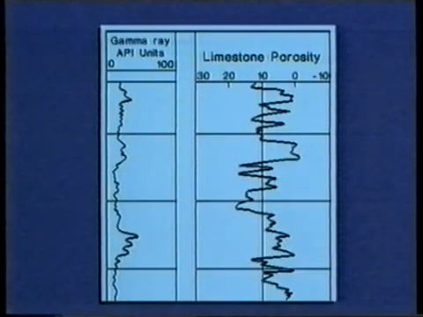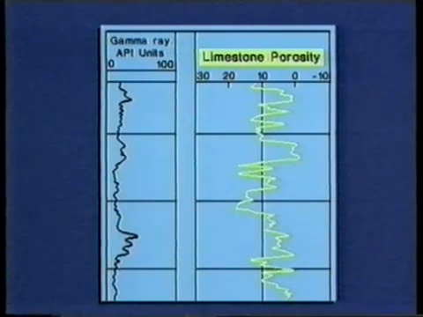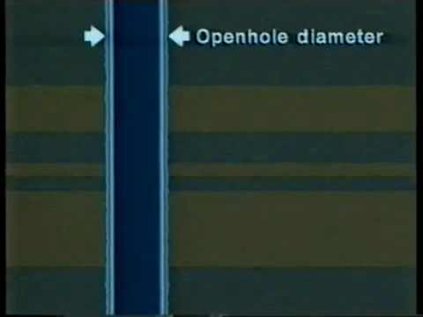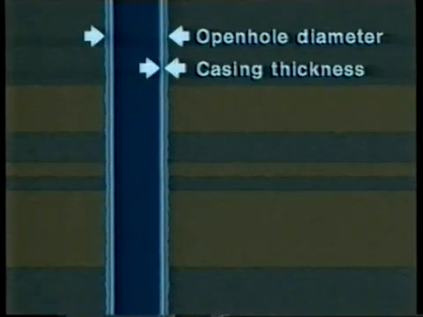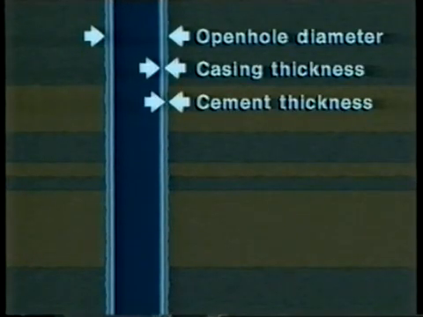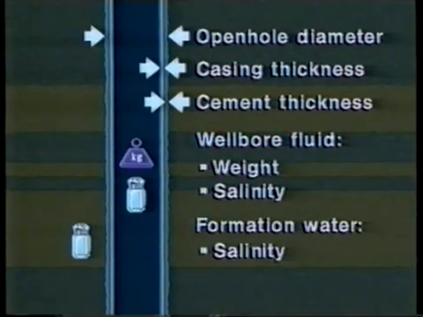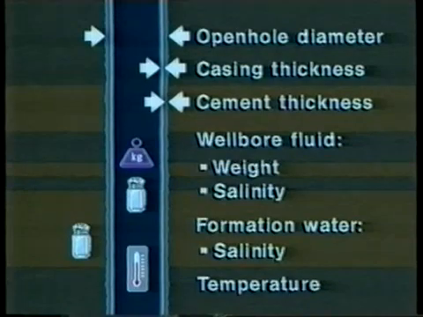Porosity is presented directly on the log, typically on a limestone scale or occasionally on a sandstone scale. If the lithology is different from the scale used, corrections must be made. Corrections must also be made for the environmental effects of the borehole, including the open hole diameter, casing thickness, cement thickness, wellbore fluid weight, wellbore fluid salinity, formation water salinity, and wellbore temperature. Correction charts for these factors are available from the service companies.